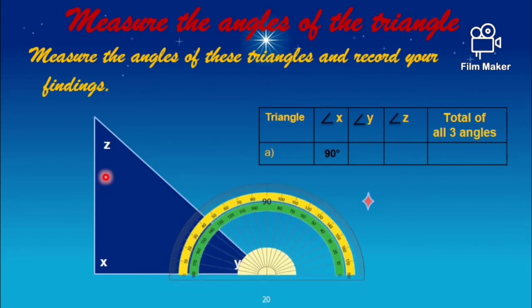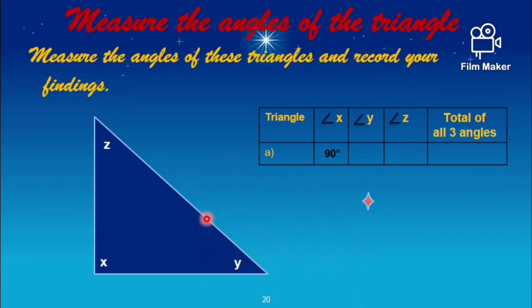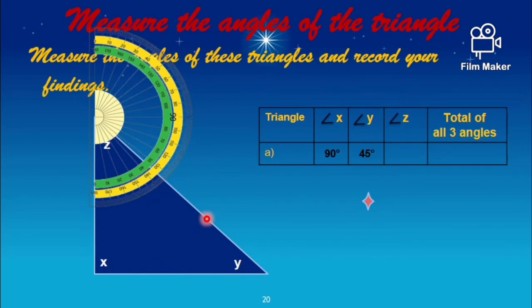Then we will measure angle Y. Angle Y is of 0, 10, 20, 30, 40. Between 40 and 50 we have 45 degree. It means angle Y is of 45 degree. Then angle Z, 0, 10, 20, 30, 40. Between 40 and 50 we again find 45 degree. It means angle Z is of 45 degree.